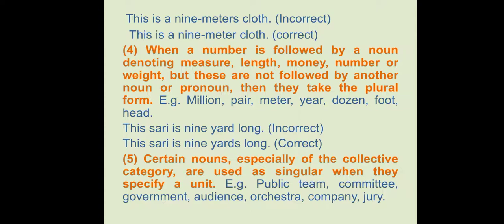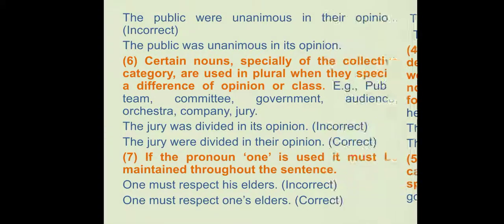Children, certain nouns, especially of the collective category, are used as singular when they specify a unit. Example: public, team, committee, government, audience, orchestra, company, jury, etc. Example: the public were unanimous in their opinion, which is incorrect. The public was unanimous in its opinion, which is correct.